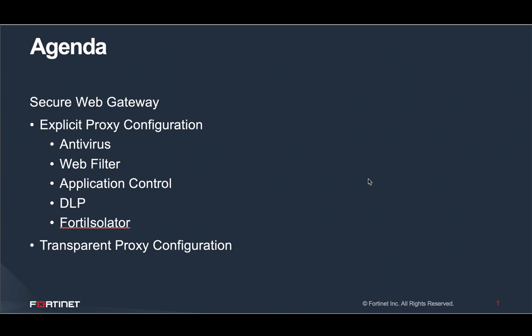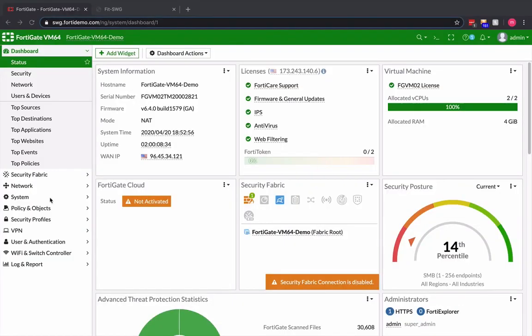Hi, this video will show you how you can configure Explicit Proxy in the latest 6.4 FortiOS. We'll cover Explicit Proxy configuration with some security profiles: antivirus, web filter, application control, DLP, FortiIsolator, and the last thing is transparent proxy configuration. So let's get started.